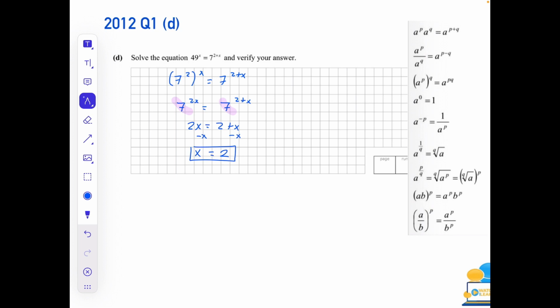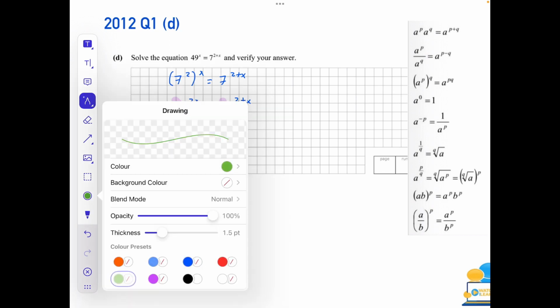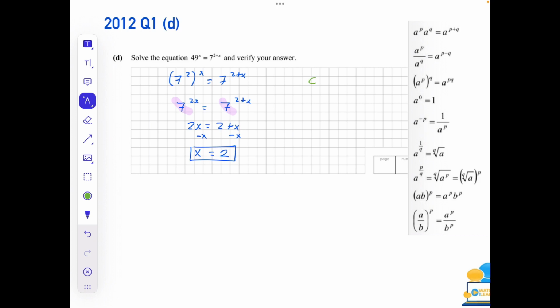People often get a bit confused when it says verify. Verify just means check. It is what we have been doing with some of the questions all along. So that should not pose any difficulties to us now. So our check or our verify, we're going to say 49 to the power of 2 is equal to 7 to the power of 2 plus x, which is 2.